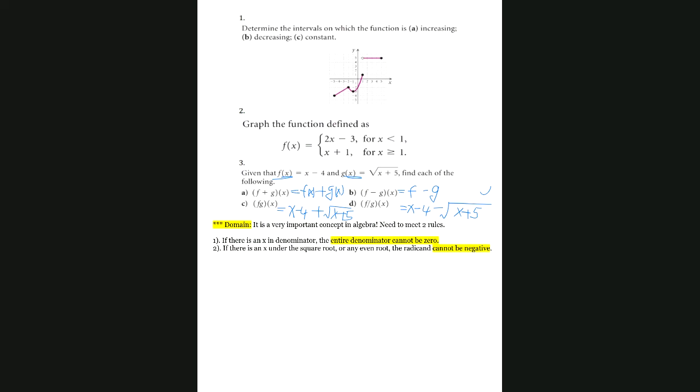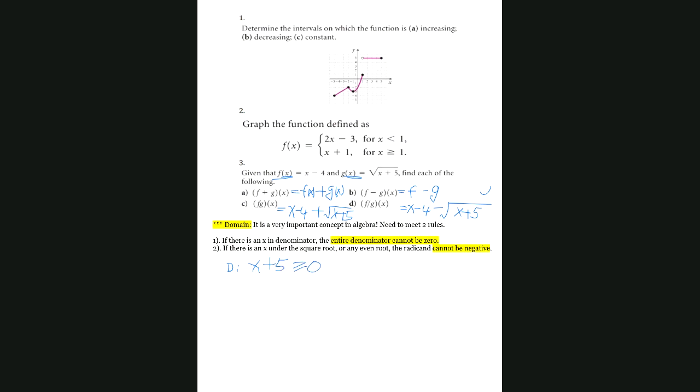So how do I find a domain? Well, question here is what's the domain here? Well, since there's no x in the denominator, I don't have to consider rule number 1, right? But I do have an x under the square root. So these two domains are actually the same because my radicand is x plus 5. This radicand is also x plus 5 and it's not in the denominator. So my domain for A and B is the same. So I only need to meet rule number 2. So x plus 5 cannot be negative. That means x plus 5 can be greater than or equal to 0, right?